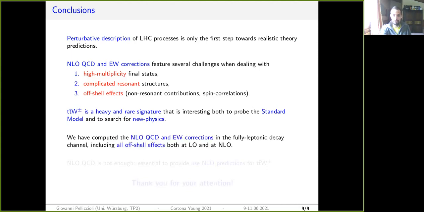We have computed NLO QCD and electroweak corrections, including all off-shell effects, so spin correlations and resonant effects. And we found out that all of the relevant NLO corrections, so NLO QCD, but also NLO electroweak corrections of NLO2 and NLO3 type, are definitely needed to provide realistic NLO predictions for this process.